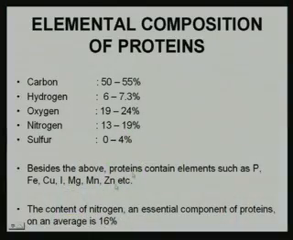Besides the above elements, protein contains some elements such as phosphorus, iron, copper, iodine, magnesium, manganese, zinc, etc. within it. The content of nitrogen, an essential component of protein, varies, on an average, to 16%. Now these are the basic constituents of the molecules which constitute the protein.